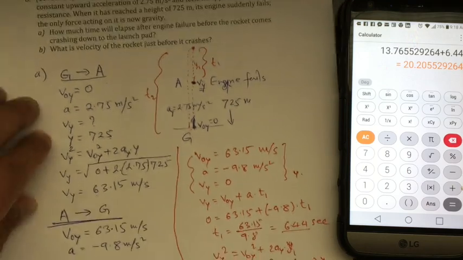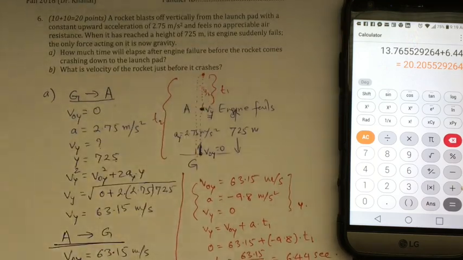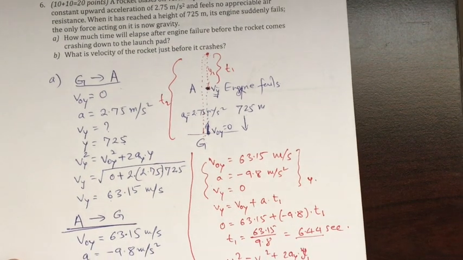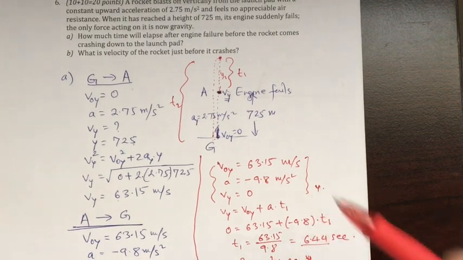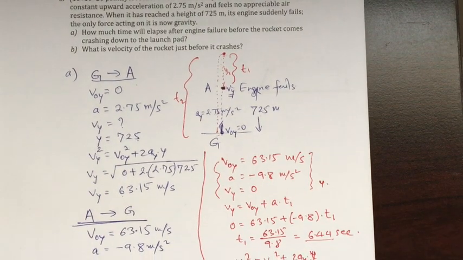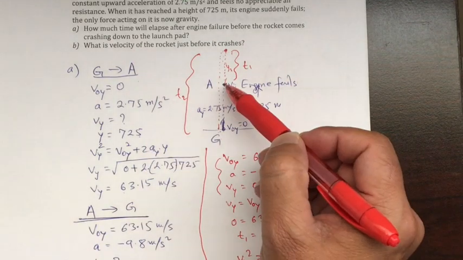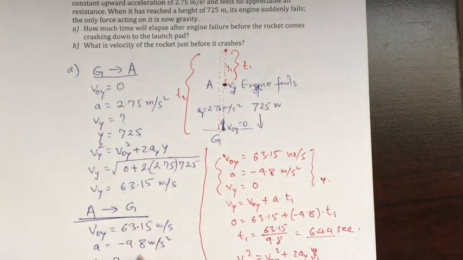So for part B, what is the velocity of the rocket just before it crashes? You have all the information now. Since I took so long to do only one problem, almost 20 minutes or so, because I did it in several ways. From here to there, you can use this information, but rather than finding your y, you find your Vy. All right, you can go that route.